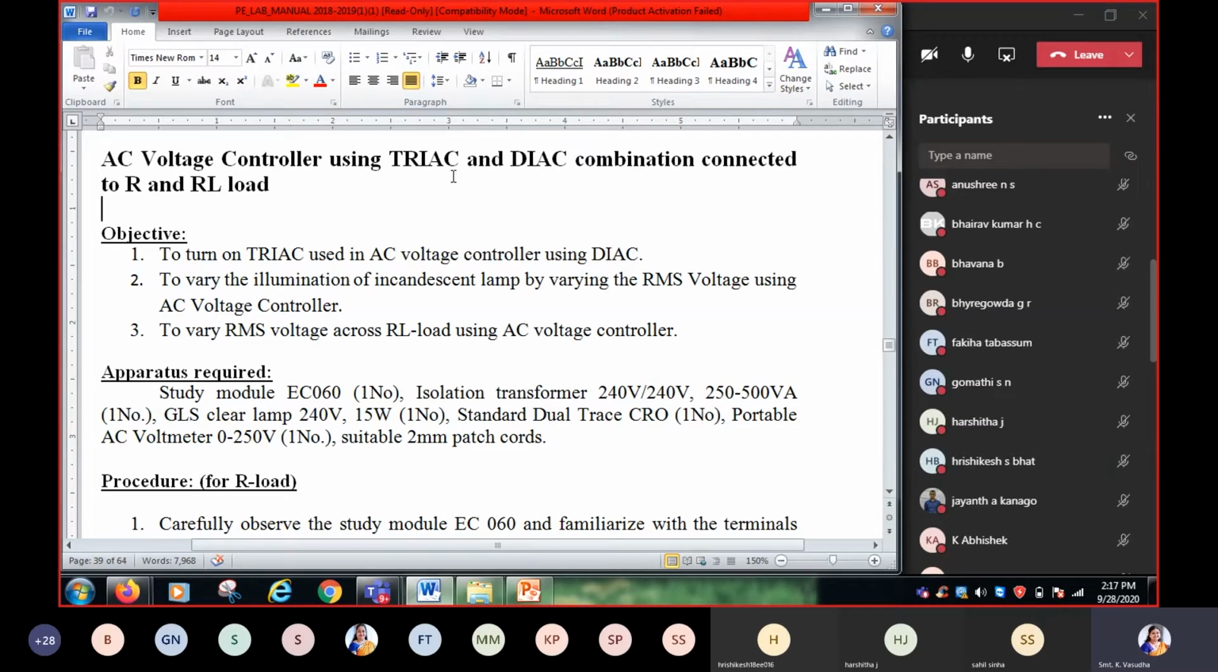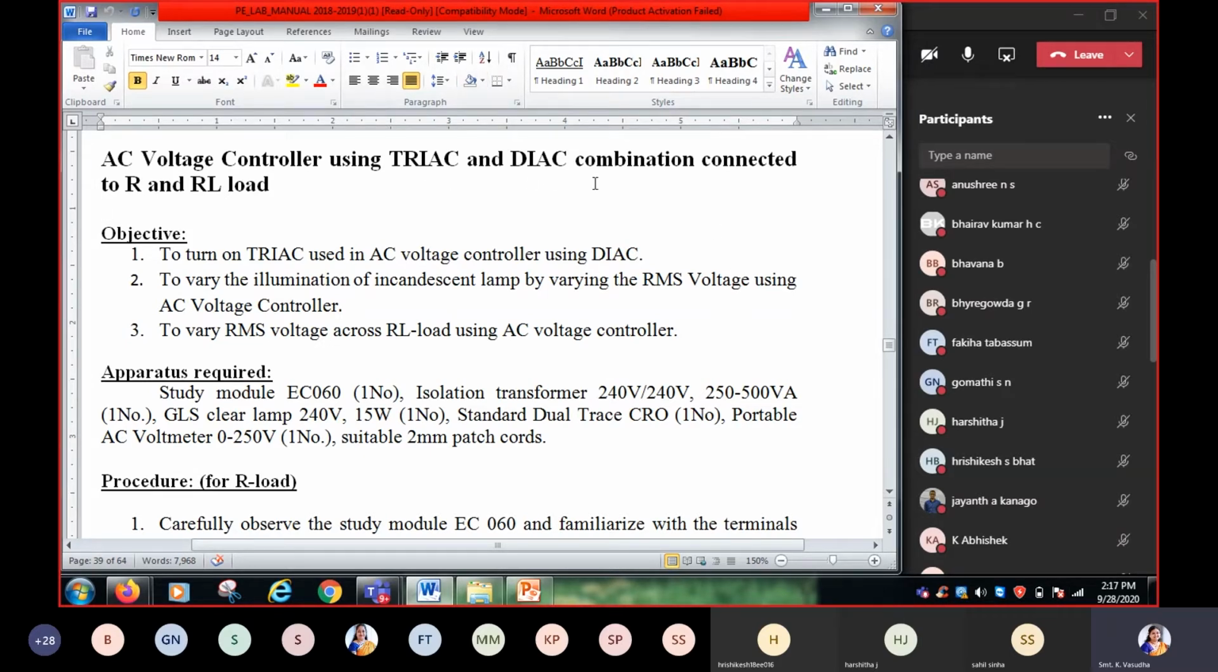Okay, the difference between SCR and triac is SCR conducts only in one direction. It is a unidirectional current handling device. Triac is a bidirectional current handling device. Both are controlled devices. Same way we have diac and diode. Diac is a bidirectional current handling device, and diode is a unidirectional current handling device. And both are uncontrolled devices.